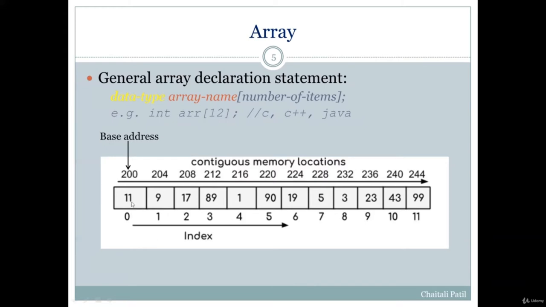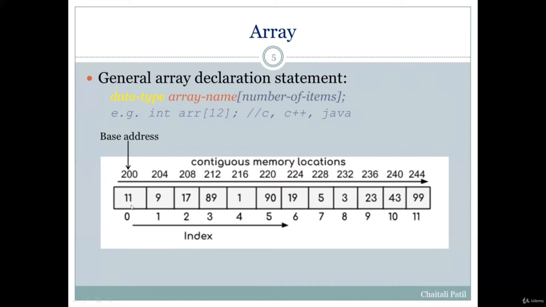Look at this figure. This figure is for this array. Suppose for storing one integer element, it takes 4 bytes. Then for storing 12 elements, a block of 12 into 4, that is 48 bytes, will be allocated in memory. The first address where the first element will be stored is called the base address. Consider this is the array arr of 12 elements, and the first address of the first element is 200. So 200 is the base address of this array.